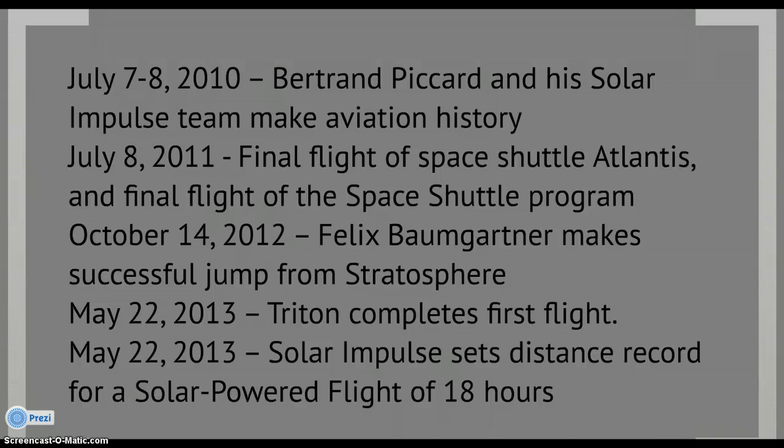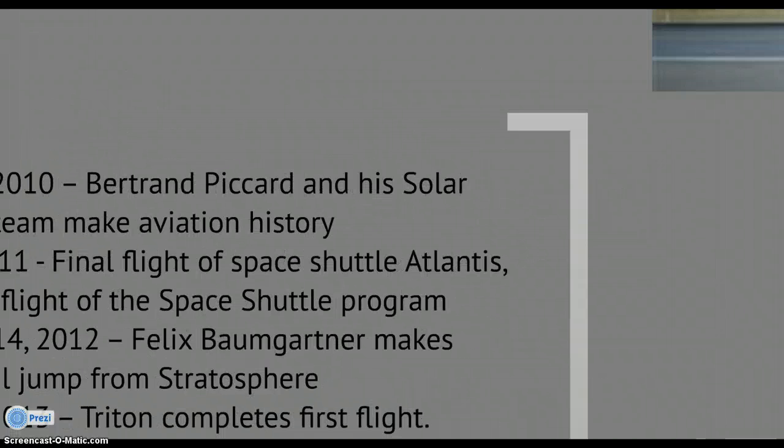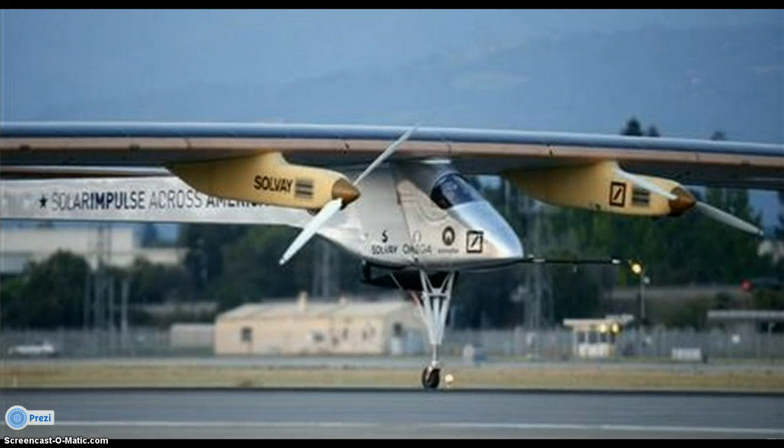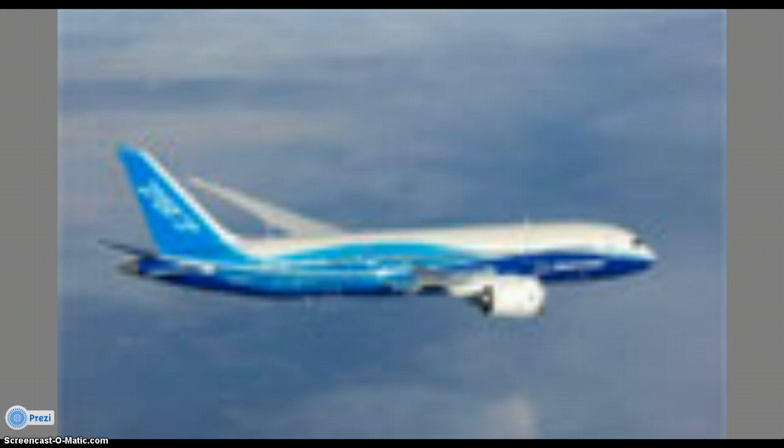On May 22, 2013, Triton completes its first flight. The Northrop Grumman-built MQ-4C Triton high-altitude unmanned aircraft successfully completed its first flight. On that same day, the Solar Impulse set a distance record for a solar-powered flight of 18 hours. Here's a picture of that solar airplane. And of course, the Boeing.